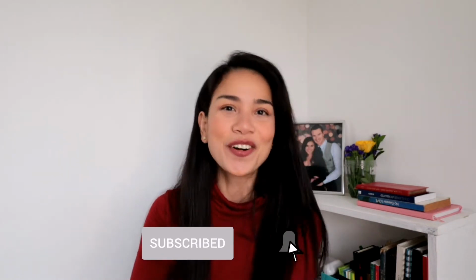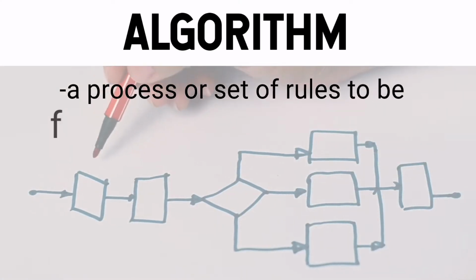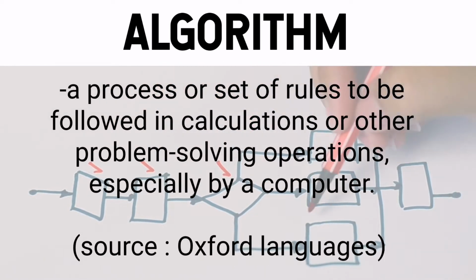So let's get started. First things first, let's define what the YouTube algorithm is. Or better yet, what is an algorithm? Algorithm means a process or set of rules to be followed in calculations or other problem-solving operations, especially by a computer.